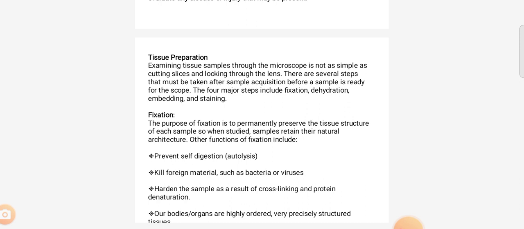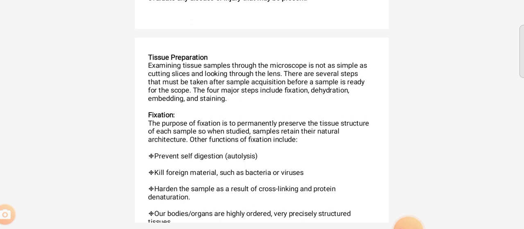Tissue preparation. Examining the tissue samples through the microscope is not as simple as cutting slices and looking through the lens. There are several steps that must be taken after sample acquisition before a sample is ready for the scope. There are four major steps for processing and preparation of tissues: fixation, dehydration, embedding, and staining.